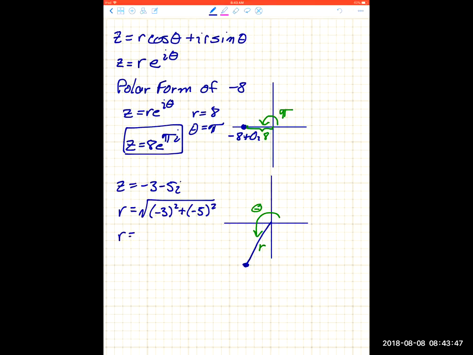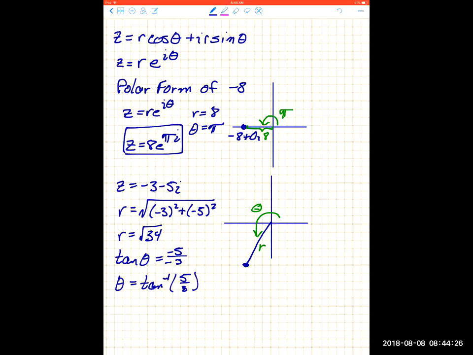So r equals the square root of 34. All right, now there's a couple of different ways to find our angle theta. We can use inverse cosine, inverse sine, or inverse tangent. Remember that the tangent of any angle is equal to the y coordinate divided by the x coordinate. So theta is going to be equal to the inverse tangent of 5/3.